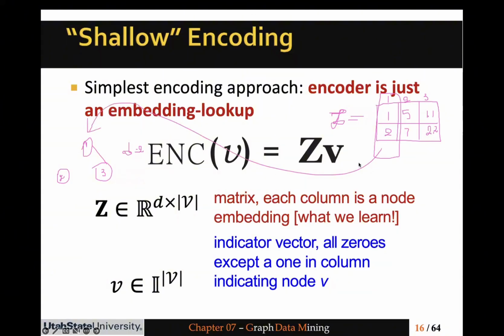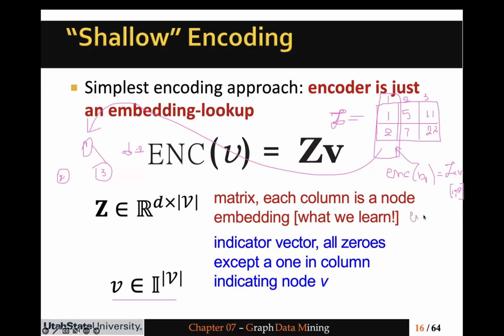And so if I want the encoding of any node here, let's say the encoding of n1, which is node 1 over here, this is nothing but Z, the matrix that I talked about, times v. So v is just an indicator vector which tells me that the position of n1 is in the first column over here. So it is nothing but 1, 0, 0 as the position vector or indicator vector for node 1 in this case, meaning that n1 is the first column here.